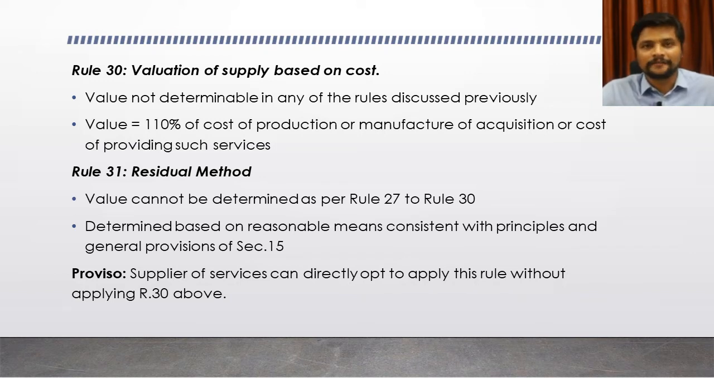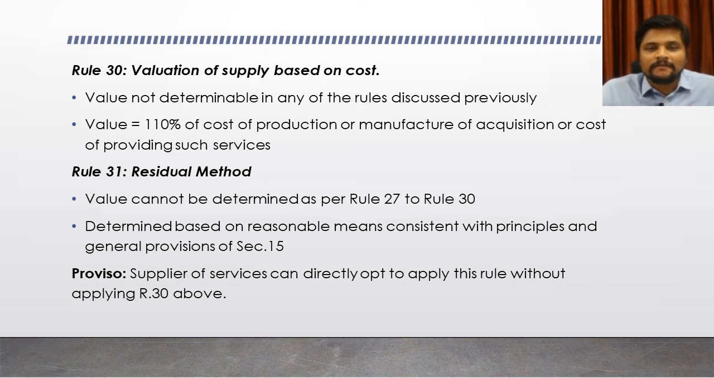Then you can refer to this Rule 30. It means you have to first test all these three rules. Then only you can refer to Rule 30. So Rule 30 cannot be directly approached. It should not be straight away. You cannot circumvent the previous three rules.